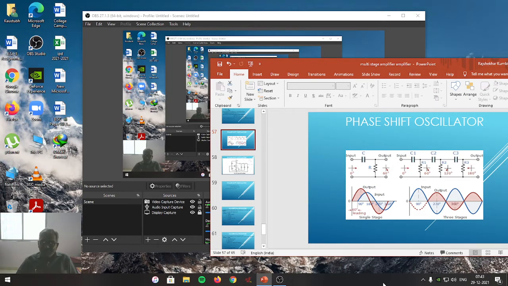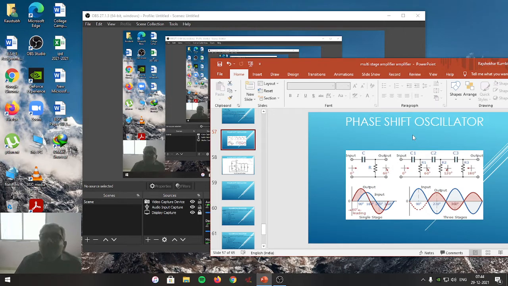Friends, today we are going to study the phase shift oscillator. Now the phase shift oscillator is again an RC oscillator that uses resistance and capacitance in a tank circuit. This also generates the frequency in an audio frequency range. That's why it is called an audio frequency oscillator.